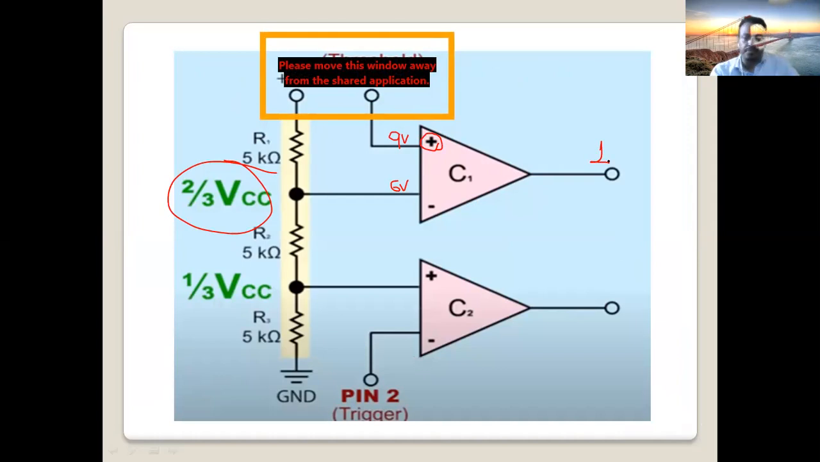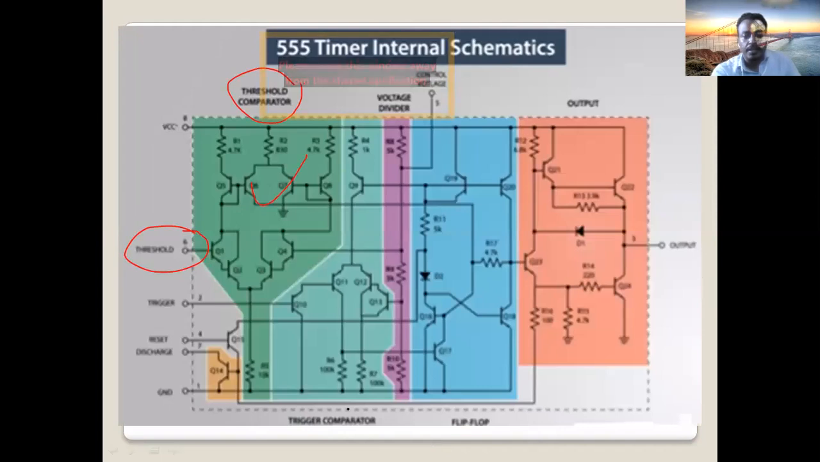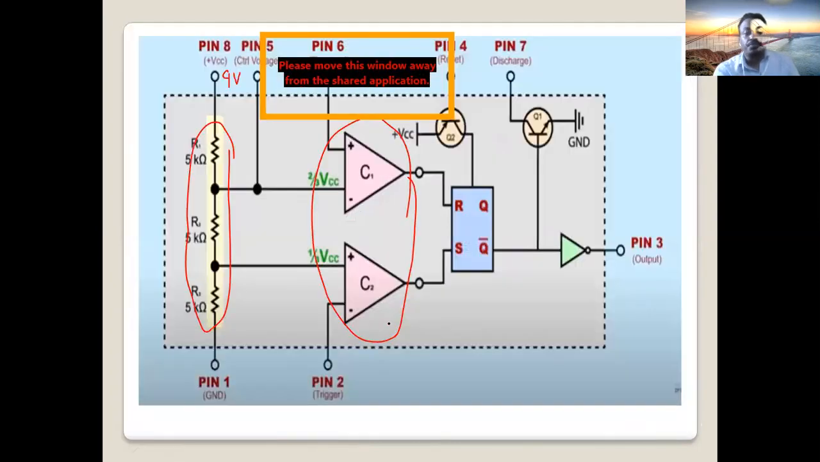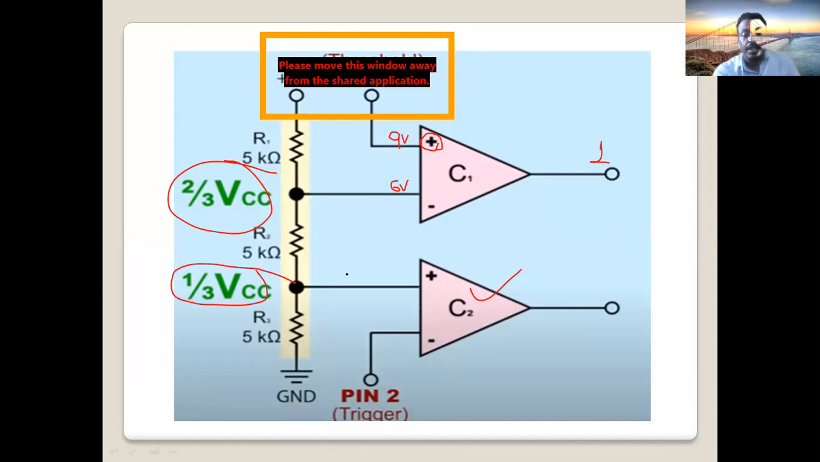That's for comparator C1. Comparator C2, okay? You can see here, this trigger, it says what? Trigger comparator. This second part of the timer, made up of transistors and resistors, is comparator 2. Here we have comparator 1, here we have comparator 2. What is this purple color here? It's our voltage divider, 3 resistors. So look here, 2/3 of VCC from the resistors goes to comparator 1, and 1/3 of VCC goes to comparator 2.